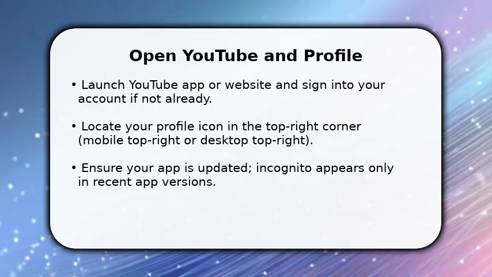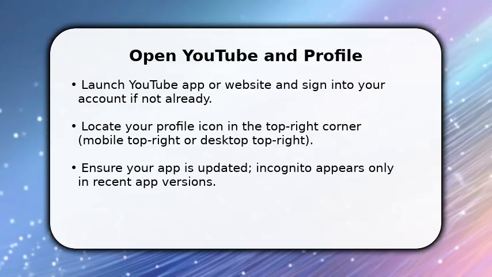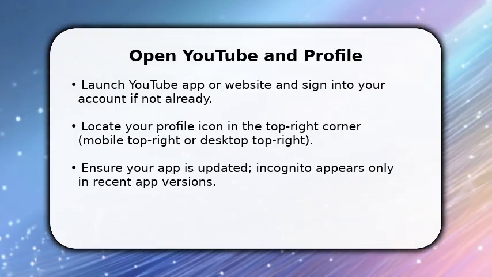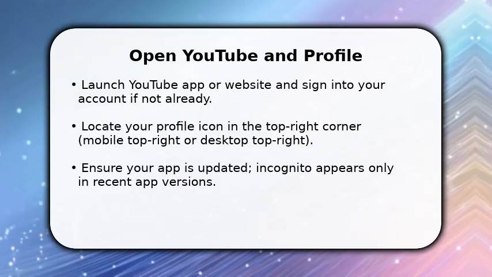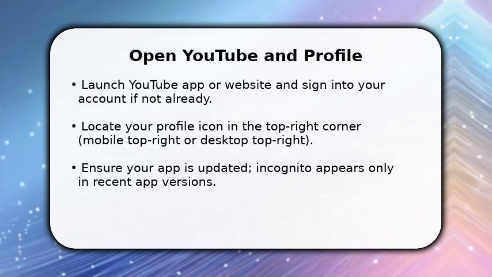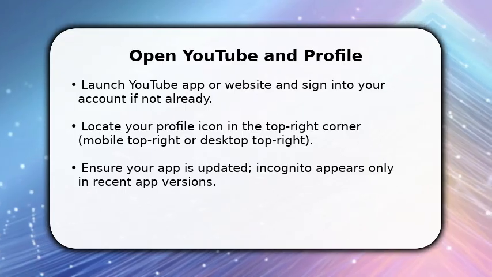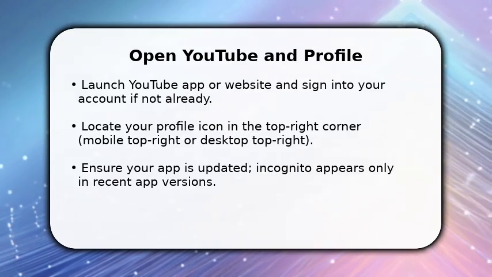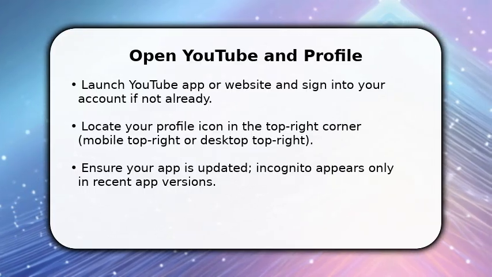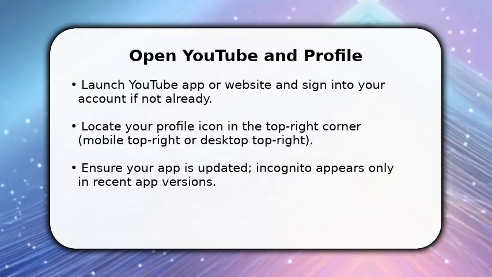You start by opening YouTube and confirming you're signed in. Incognito needs a signed profile. Once done, tap or click the circular profile icon in the top right corner. Make sure your app is updated, because older versions may not show Incognito. If you're on desktop, the profile menu appears in the same spot.